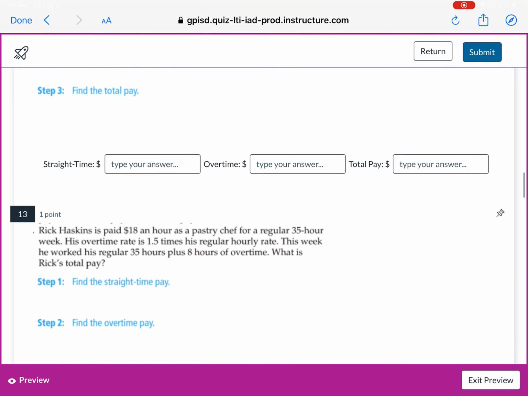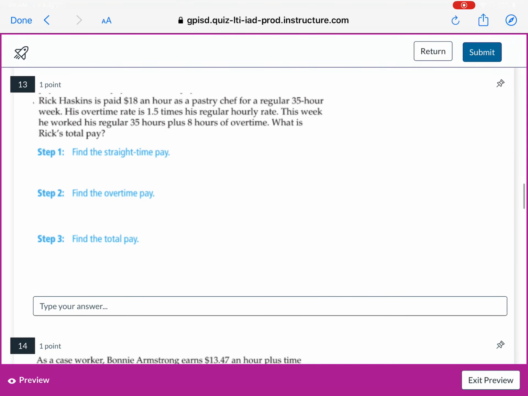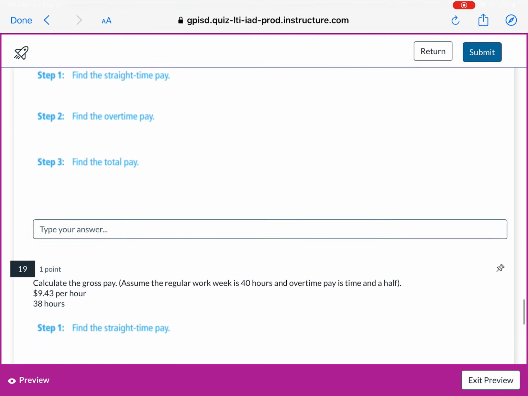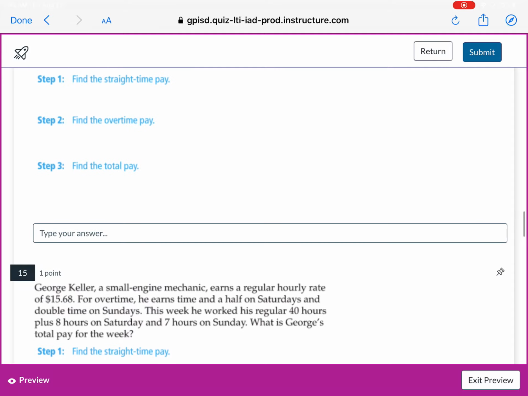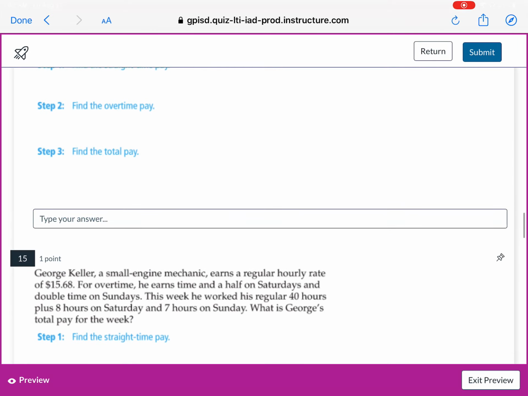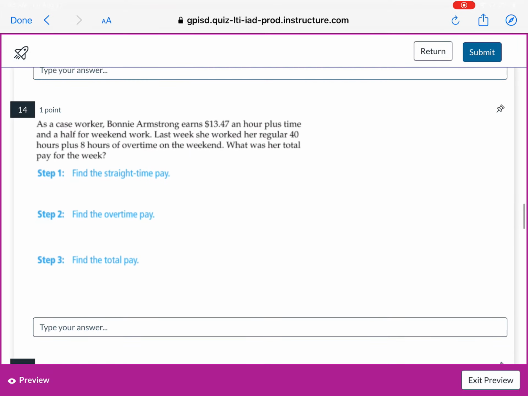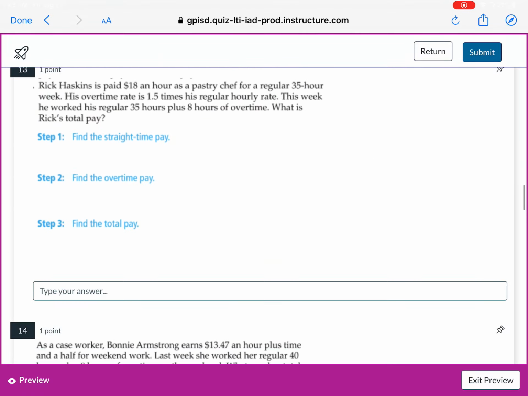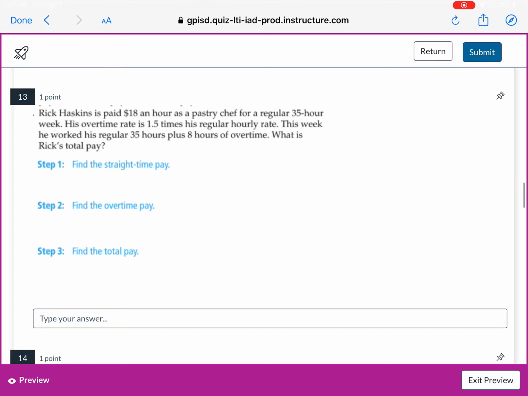All right, so that was number 12. 13, we're going to do the same thing. So we're going to do the same on 14, 15, 16. It looks like we're going to do the same on the rest of them. So I'm actually going to make sure I stop after a certain point, because I don't want the video to get too long. But we're going to do those same steps over and over. All right, so let's do Rick's example.